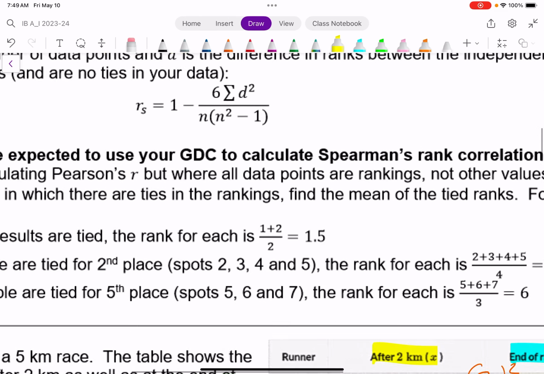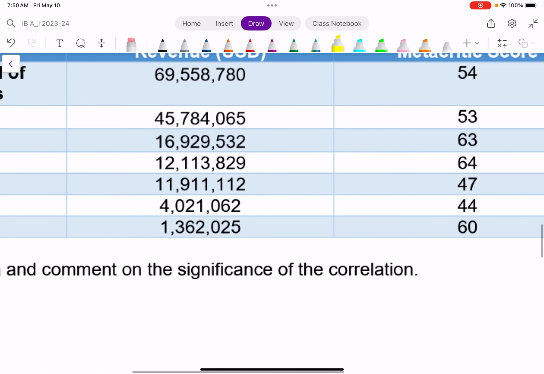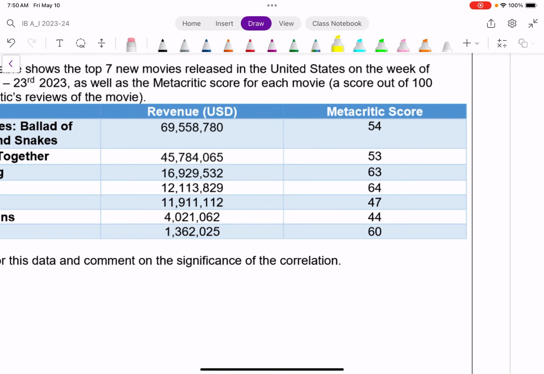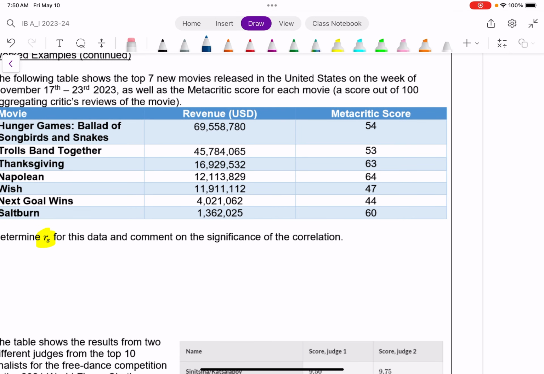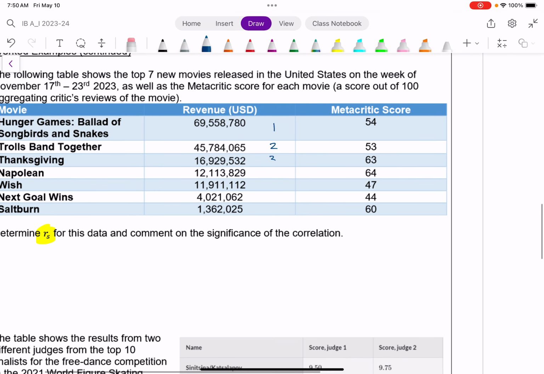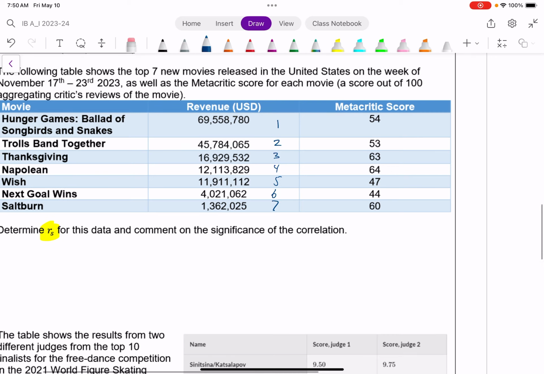And again, it's a correlation of the rankings, not the actual values. Because the actual values I see here for revenue are more specific than the rankings. But if I change these to rankings, well, the revenue already is ranked. So in terms of revenue, this is already 1, 2, 3, 4, 5, 6, and 7. And that's like my X column.